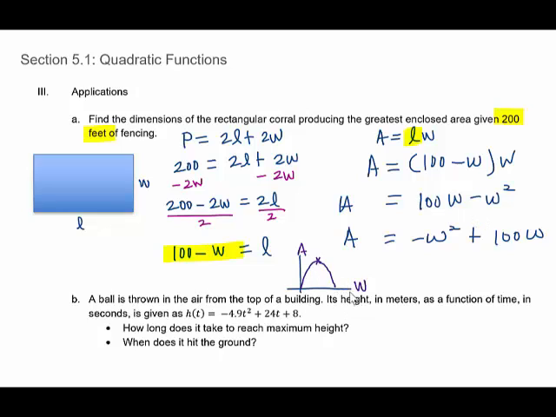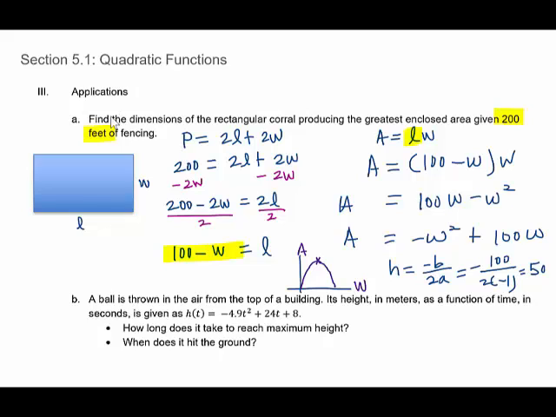And if you imagine sketching the graph where W is the independent variable and A is the dependent variable, it would look something like this, with a maximum value at the vertex. And so I think that's what we're planning on finding. Okay, to find the location of the maximum, we're going to use the vertex formula. H is equal to negative B over 2A. And that's negative 100 divided by 2 times negative 1, or just 50.